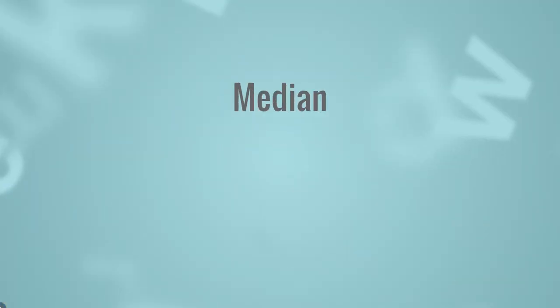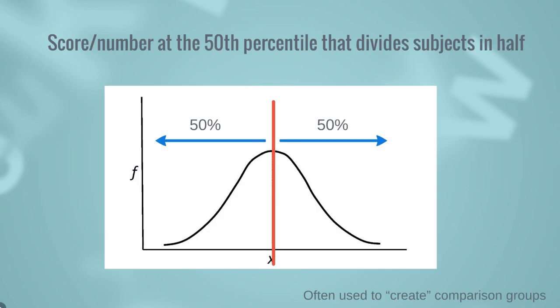Now let's look at the median. The median is that value on x that divides the distribution in half, with 50% of the subjects above that value and 50% below. Quite literally, you are looking for the value of x for a specific person in the distribution, the person in the middle, such that the person's value on x divides the distribution in half. The median is often used to divide a group of subjects into two groups, one group above the median, one group below. This is called the median split.